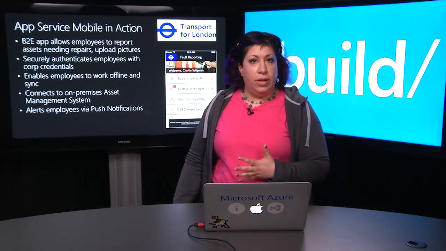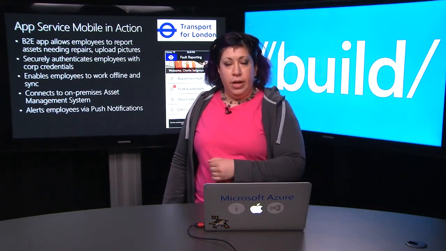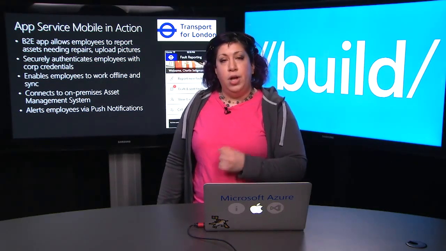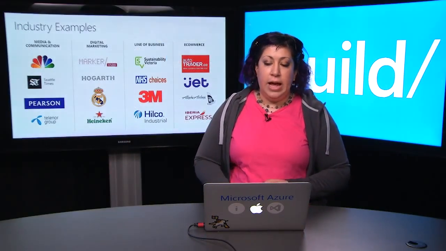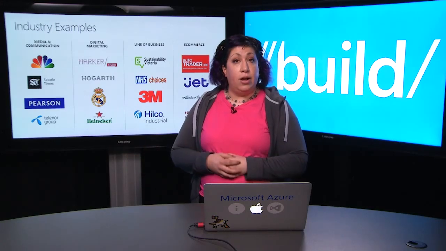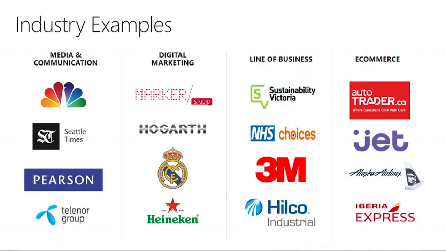So in the case of Transport for London, they didn't want to move all of their existing infrastructure to Azure, but they did want to take advantage of these great offerings that we can give them, particularly in the case of mobile development. So they're using app service environments and VNets in order to securely connect back to their on-premise system. And these are just some of the examples. If you go to azure.com, you'll see that there's even more examples, including the very popular jet.com, who are hosting their mobile site on app service.